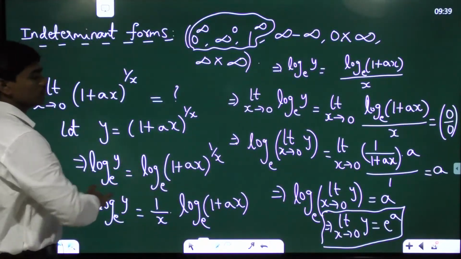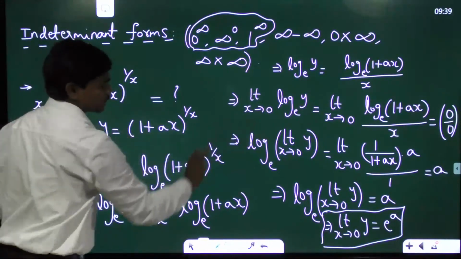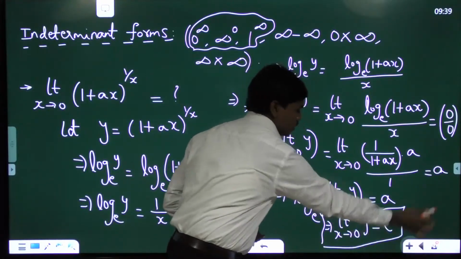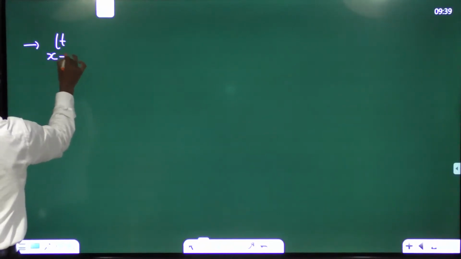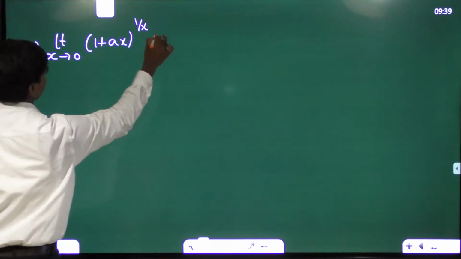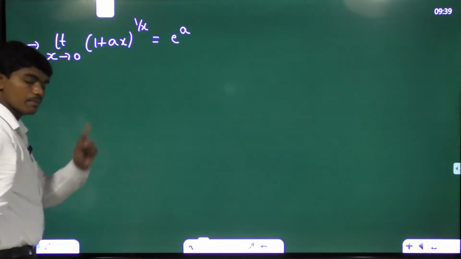Apply 2 L's whenever you're getting power forms of indeterminate forms: log and L'Hospital rule. Now, shall we move ahead? Let us consider the same example: limit x tends to 0, (1 plus ax) whole power 1 by x. And we know the answer we got just now for this is e power a, as I mentioned earlier.